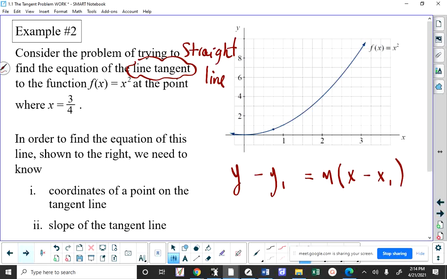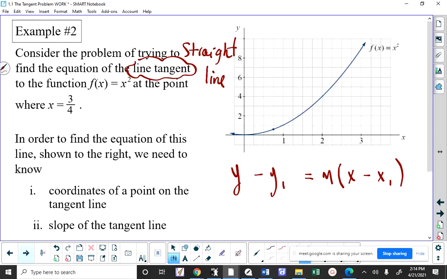Well, you need to know the coordinates of a point on the tangent line. And by the way, the point is there. You can see it. Because it's tangent at 3/4. Here's another thing that I think is obvious to many people, but it bears repeating. It's not obvious to everybody. If the line is tangent to the curve at x equals 3/4, then that point on the curve where x equals 3/4 is also a point on the tangent line. There's a difference between saying the point on the curve and the point on the line, but if it's tangent to that point, they're the same point.